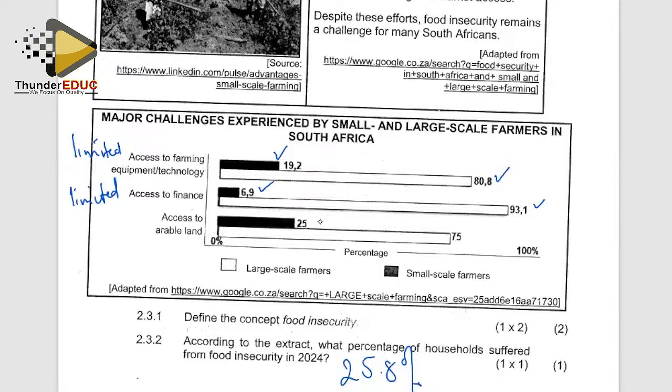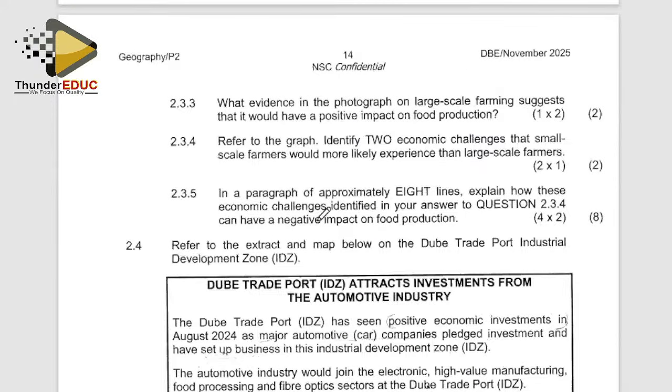And also arable land, they are also limited in their access to arable land. Only 25% of small-scale farmers have got arable lands, while 75% of large-scale farmers have access to arable lands. So those are the reasons.